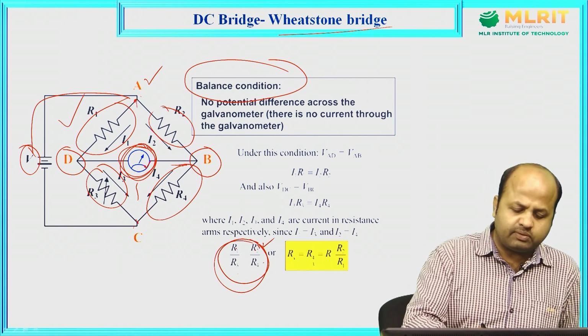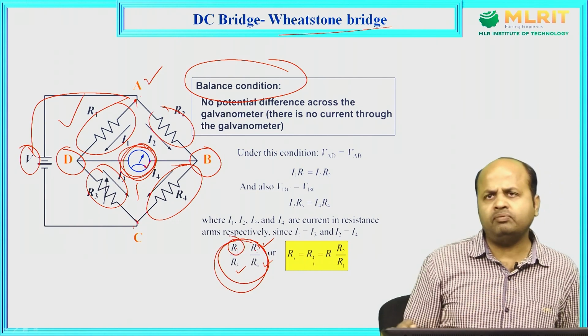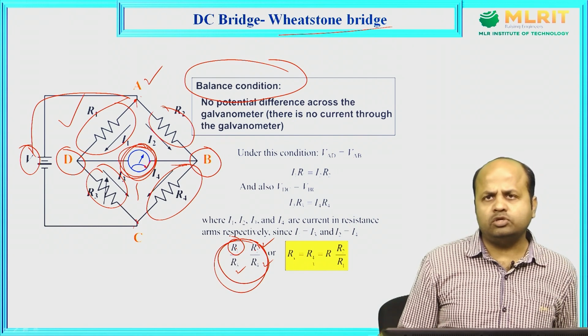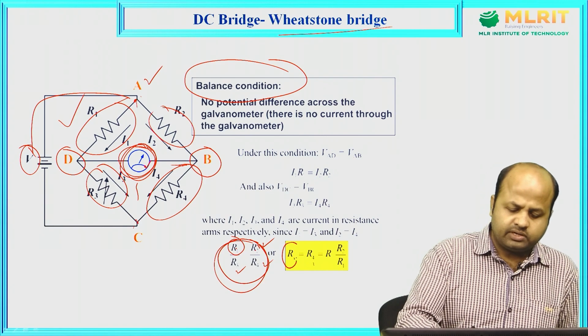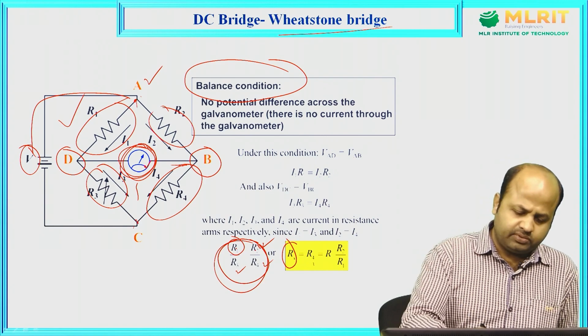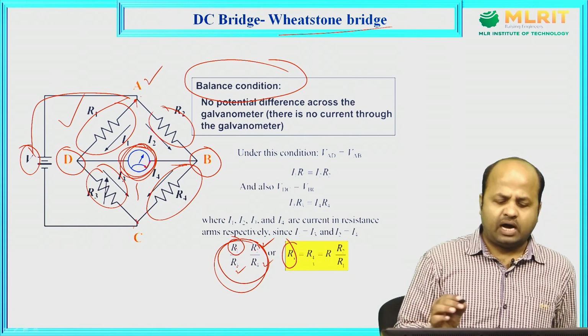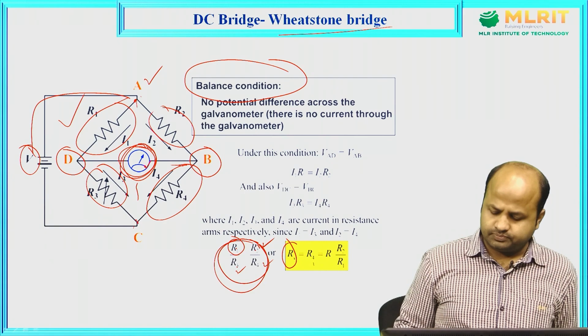Suppose R2 is given, R4 is given, R3 is given, so we can easily calculate the value of R1, the unknown resistance. So the Wheatstone bridge is also used to calculate the value of an unknown resistance. If the values of R2, R4, R3 are given, we can easily calculate the value of R1. So this is an application of the Wheatstone bridge.